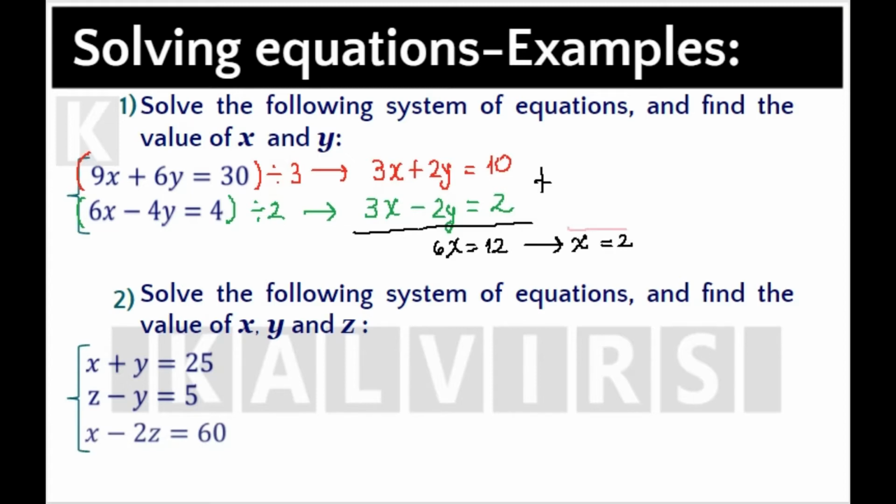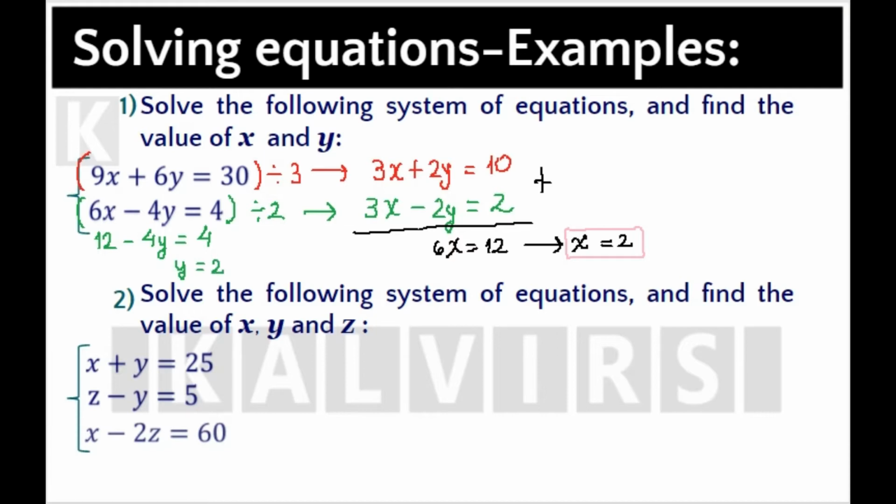Since I get the value of x, I can find the value of y by replacing 2 into any of both equations. 12 minus 4 times y equals 4. Finally, y equals 2 as well.